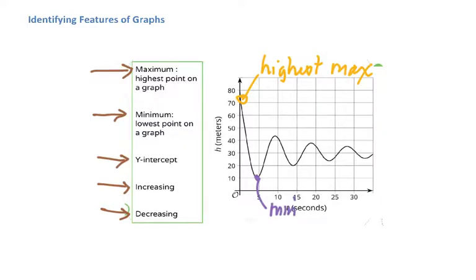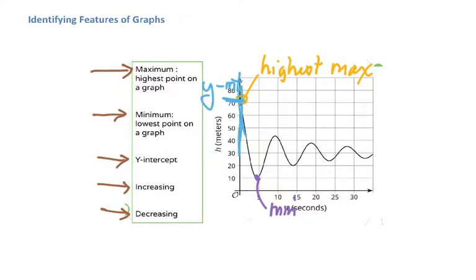I'm just going to abbreviate it as MIN. All right, so now where's the y-intercept? Well, believe it or not, the y-intercept is actually the highest point. So right here, this is the y-intercept. It's where the graph crosses the y-axis.